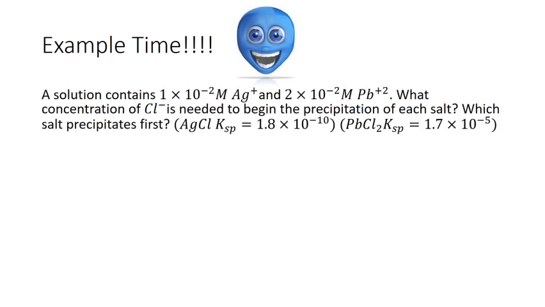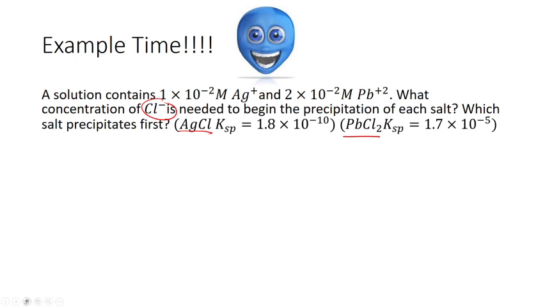Okay, the next example. We have a solution that contains 1 times 10 to the negative second molar silver ions and 2 times 10 to the negative second molar lead ions. What concentration of chloride is needed to begin the precipitation of each salt? Which salt will precipitate first? So we look here, we know the KSP for silver chloride, and we know the KSP for lead chloride.